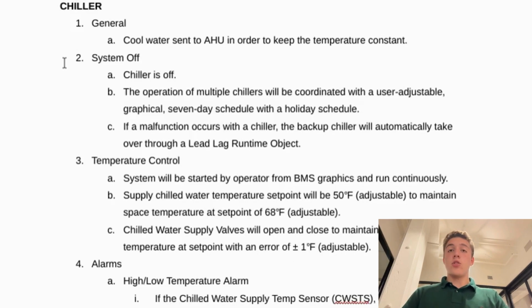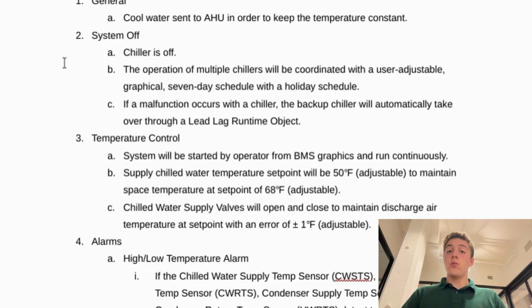When the system is off, the chiller is off, and the operation of multiple chillers will be coordinated with the user-adjustable graphical 7-day schedule with the holiday schedule. So this is the scheduling feature of Niagara 4. And if a malfunction occurs, then it will be switched out with the lead lag runtime object. So we'll have multiple chillers that will be switched out regularly.